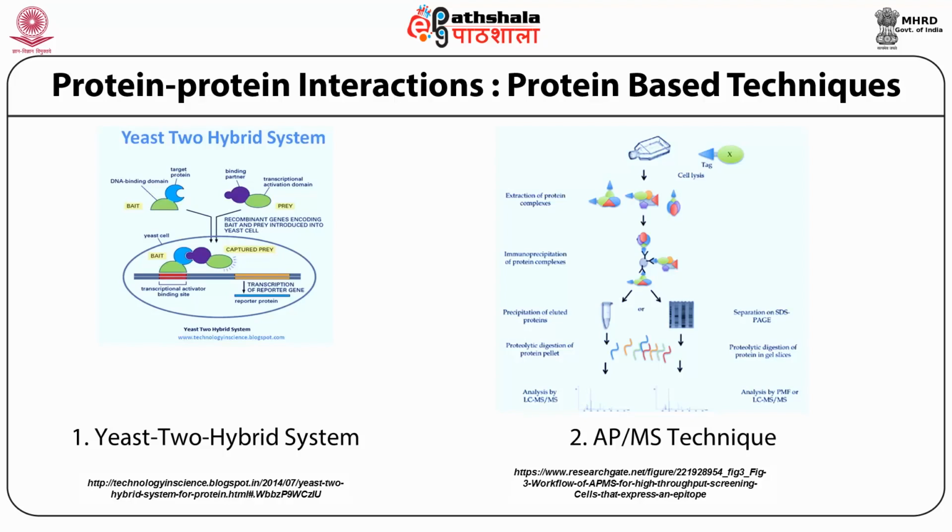The workflow of APMS for high throughput screening is depicted in the image on the right. Cells that express an epitope tagged form of the protein of interest are lysed to extract the protein complexes. Then affinity interaction is used to isolate and purify the protein complexes with the help of a tag-specific antibody. Following this, separation either by gel or elution, which is digested to generate peptide fragments that can be analyzed by mass spectroscopy to identify co-complex protein, is performed.